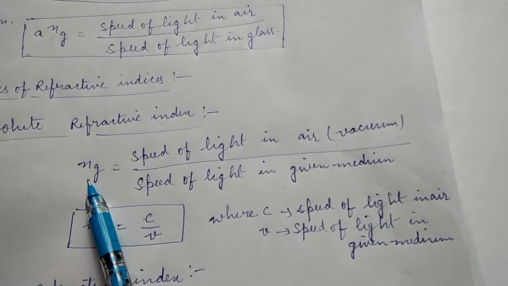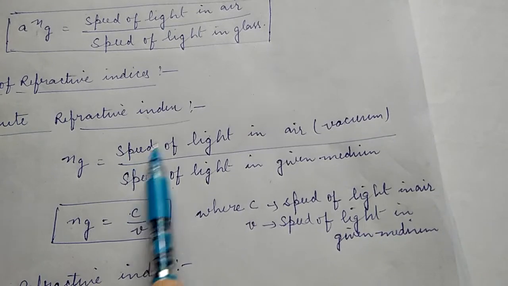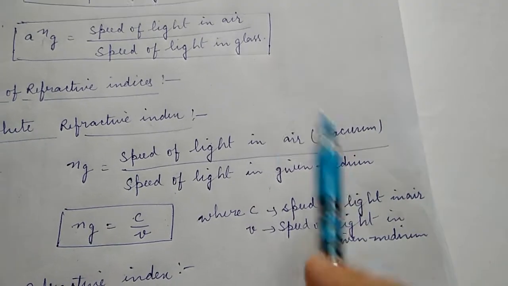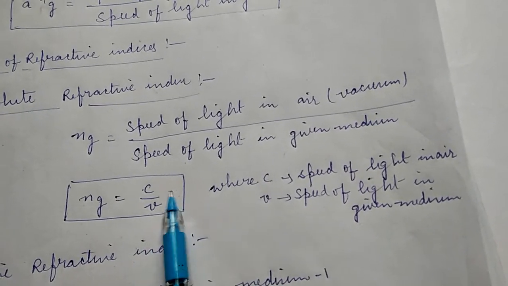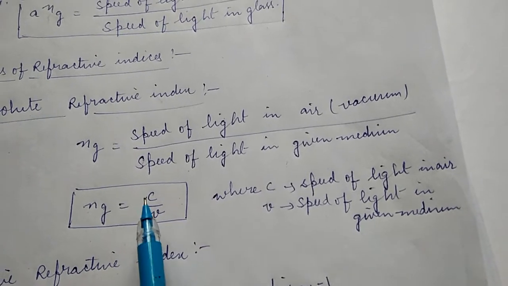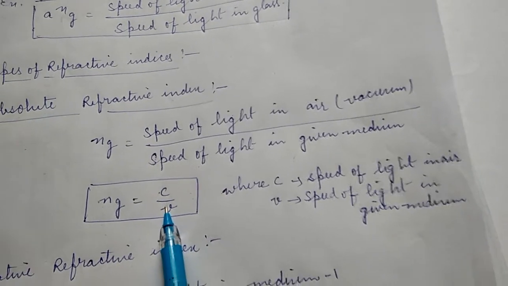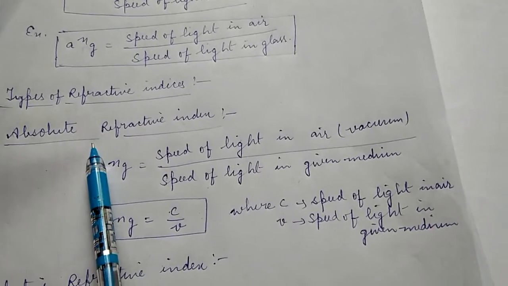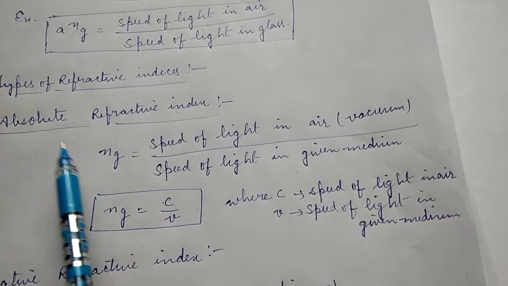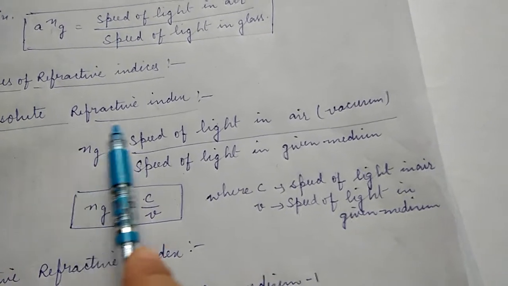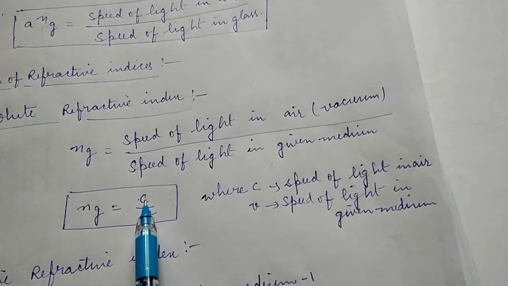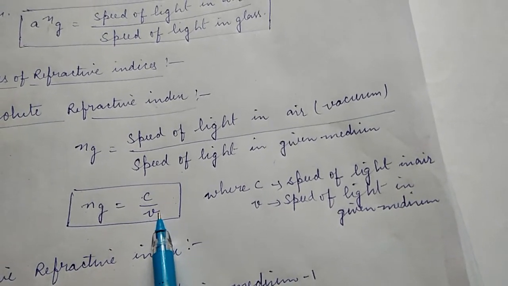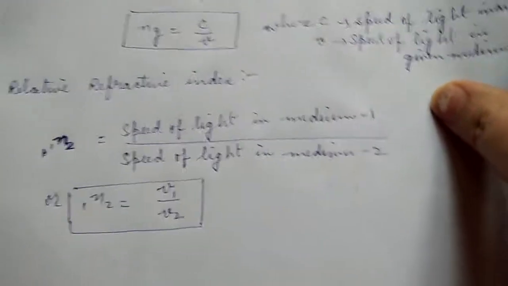Okay, so here the refractive index is equal to the ratio of speed of light in air to the speed of light in the given medium, for example glass. That can also be represented as c upon v. This is the refractive index which is found with respect to air. That's why this is known as absolute refractive index. This refractive index is commonly known as refractive index. Here small c is the speed of light in air or vacuum and v is the speed of light in the given medium.